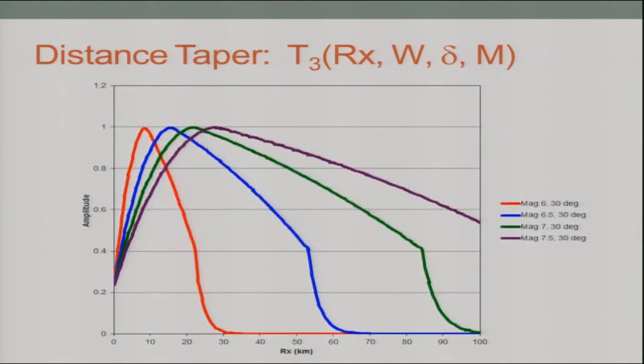If you want to look at how that looks over different magnitudes, these are all magnitude 6, 6.5, 7, 7.5 at 30 degrees. You can see how the taper develops as you go out away as you get larger and larger magnitudes.